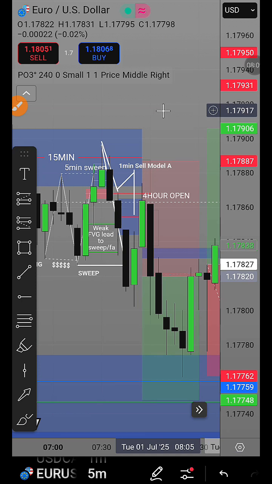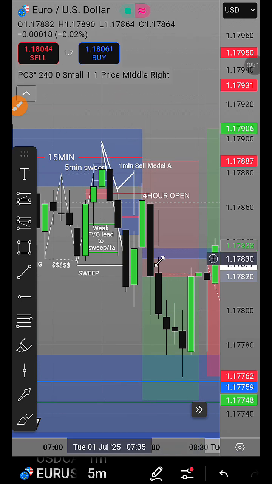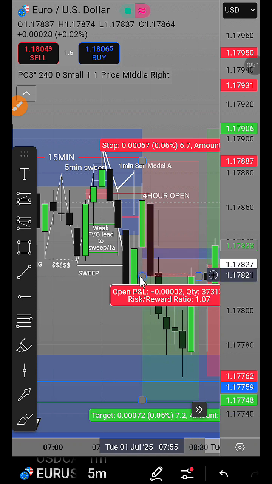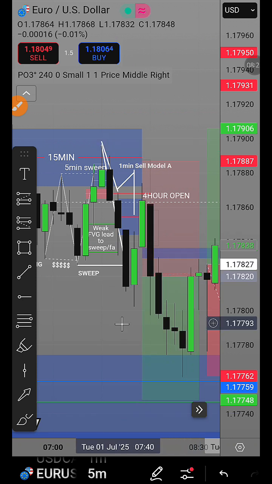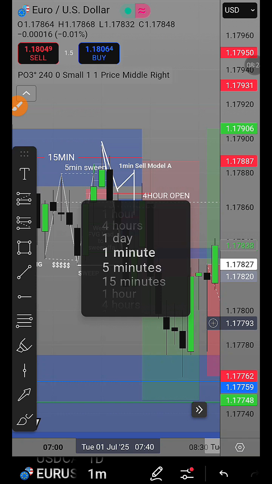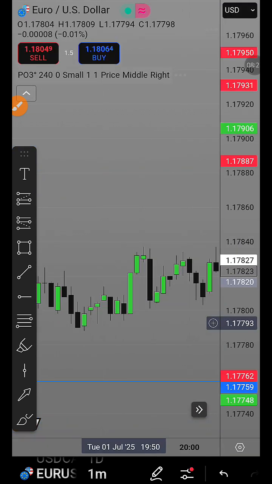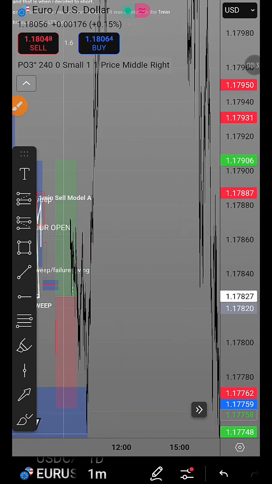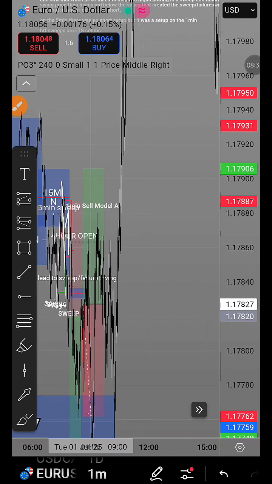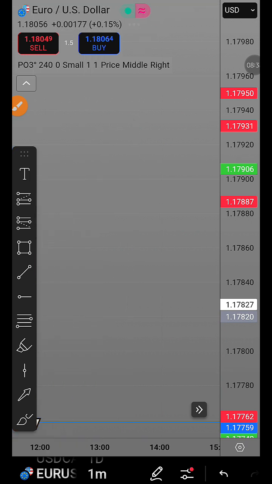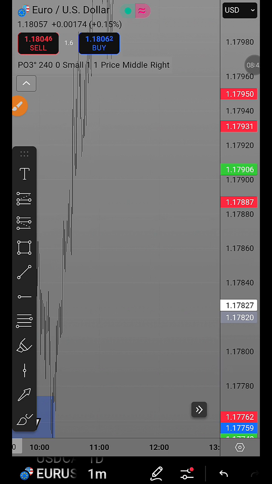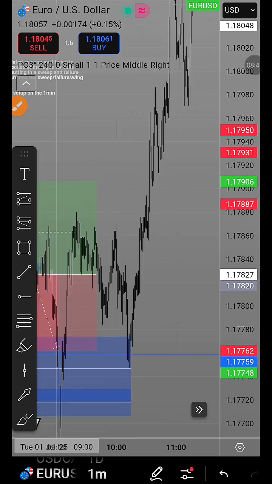So why did I take this trade if there was no reaction? Because clearly you can see it just inversed the 5-minute completely, but it still worked out. So if you go to the 1-minute, you can see that it gave me that reaction, and it gave me two setups actually. It gave me a sell model A setup as well as a sell model B setup, and I'll go through exactly which is which.